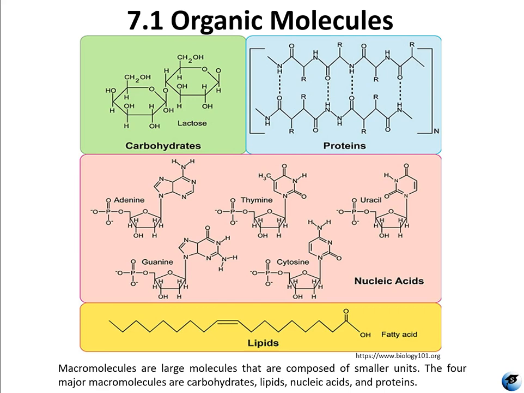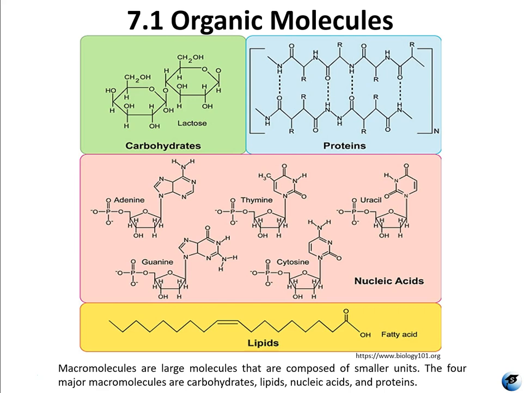A fatty acid is a long chain of carbon-hydrogen bonds with a carboxyl group at one end. Based on the number of carbons and the number of double bonds that are present, fatty acids can be classified as saturated or unsaturated. Again, we'll cover this some more in the later slides.